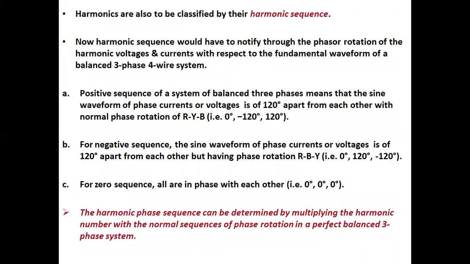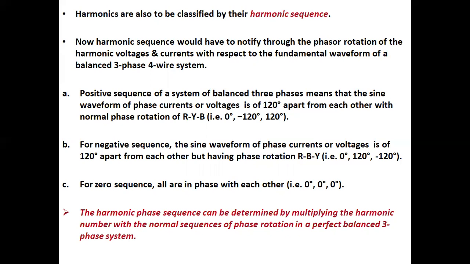Harmonics are also classified by their harmonic sequence. The harmonic sequence is determined through the phasor rotation of the harmonic voltages or currents with respect to the fundamental waveform of a balanced three-phase four-wire system. Positive sequence of a balanced three-phase system means that the sine waveforms of phase currents or voltages are 120 degrees apart from each other with normal phase rotation RYB, that is 0 degree, minus 120 degree, then plus 120 degree.